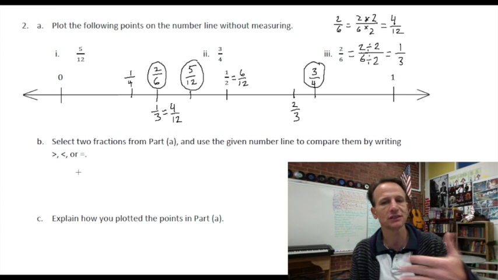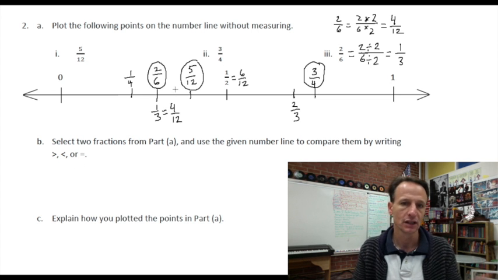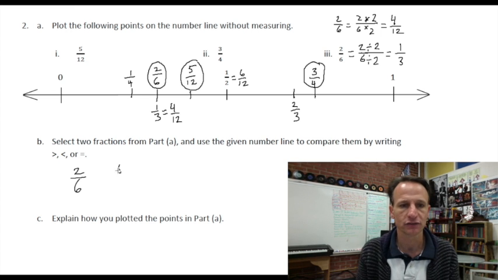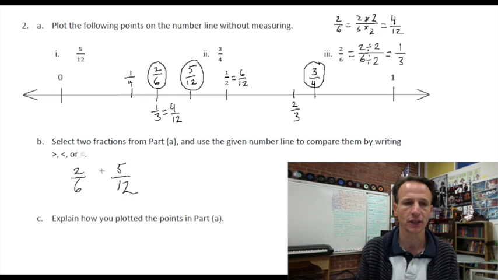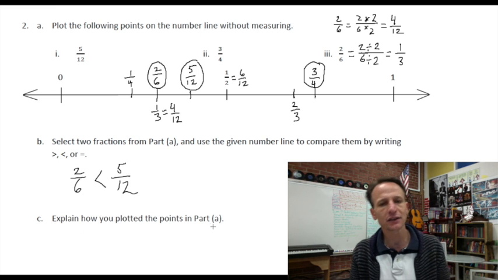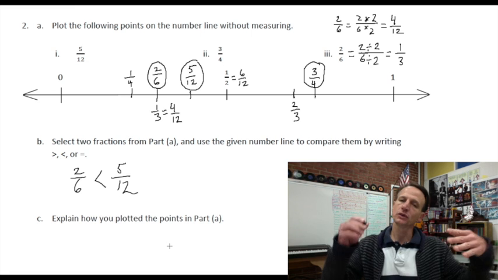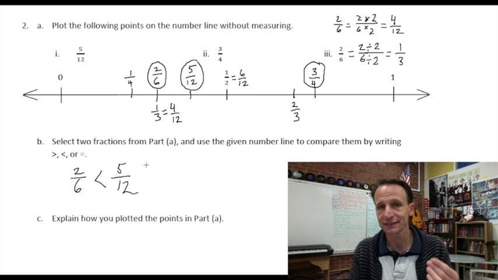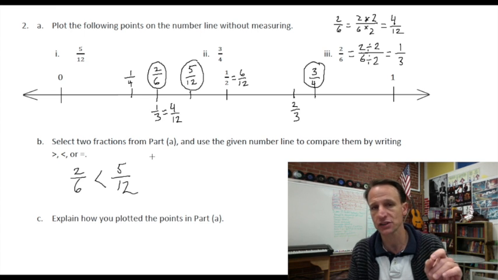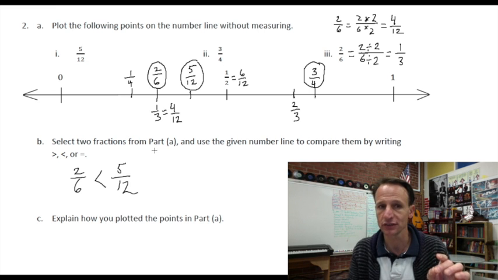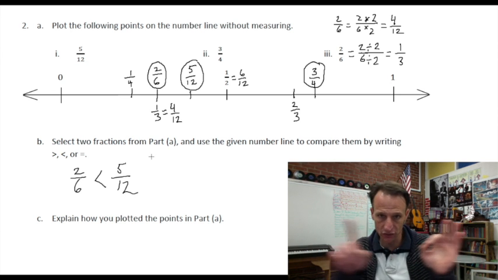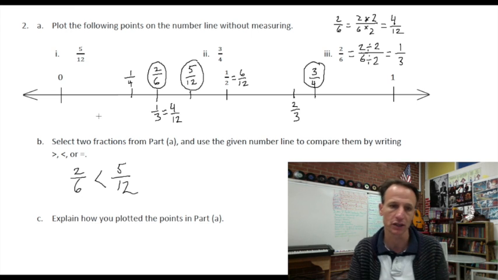Now we're just simply in B to select two of these and write a comparison. So let's take these two here. Let's compare 2/6 and 5/12. And look at 2/6. It's closer to 0, right? So it is less than 5/12. Now, how did we plot the points in part A? We don't want to go into a description of how we did each and every one, every single little step. What we basically did was we compared those fractions to the benchmark fractions of 0, 1/2, and 1. And we found their space between those benchmarks, okay?